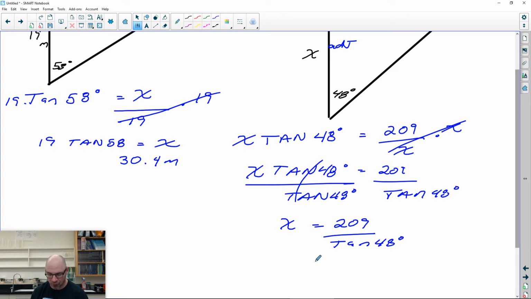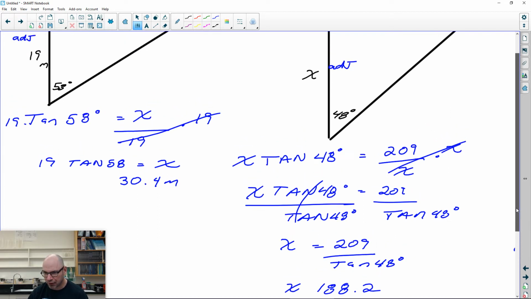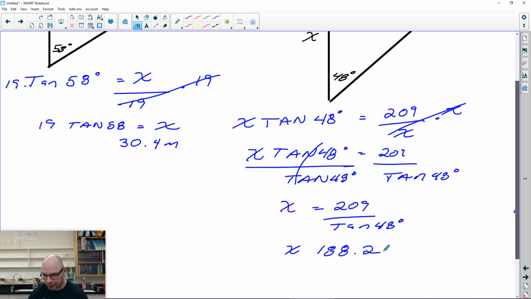And you can get 188.2. Okay, and that was, I think that was centimeters, but I better check. Centimeters. Okay, there's D. Okay, our last two triangles that were drawn on the next page.